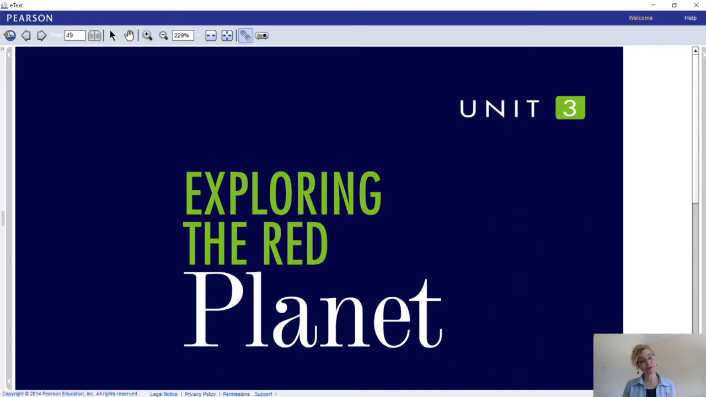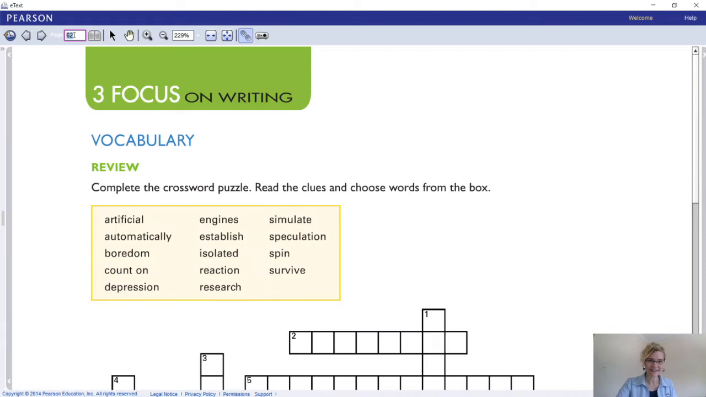Unit 3, Exploring the Red Planet. We are at the end of our unit. This is Focus on Writing. So open your textbook for reading and writing. Go to page 62. Right. Let's see. There we go.